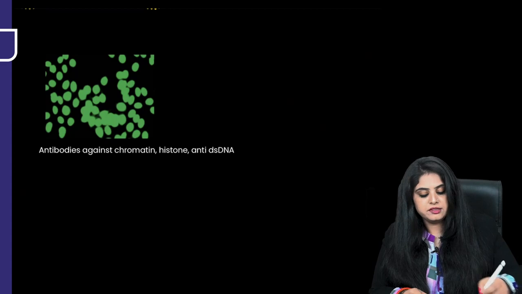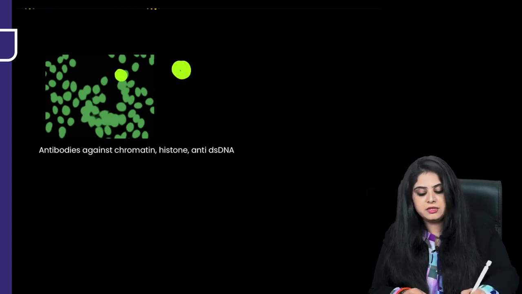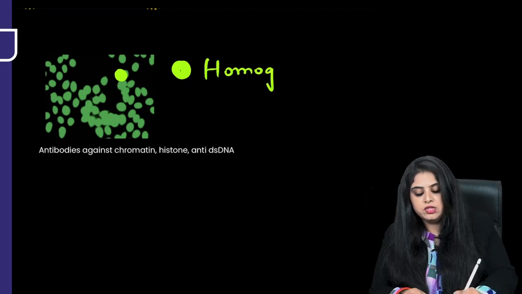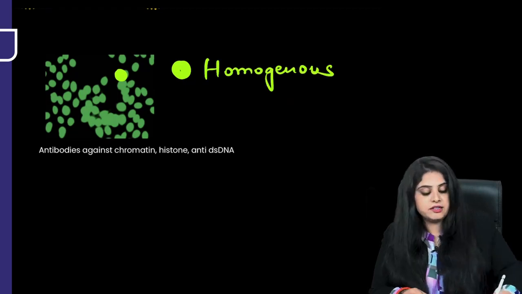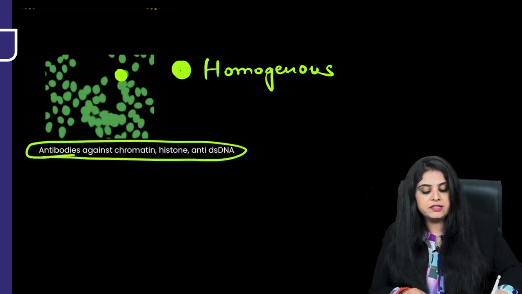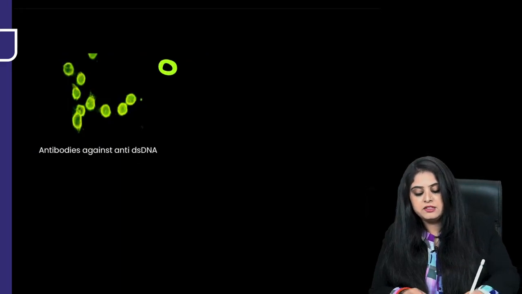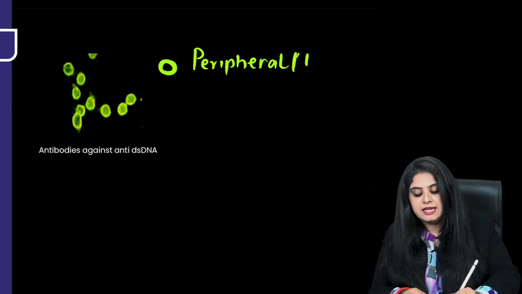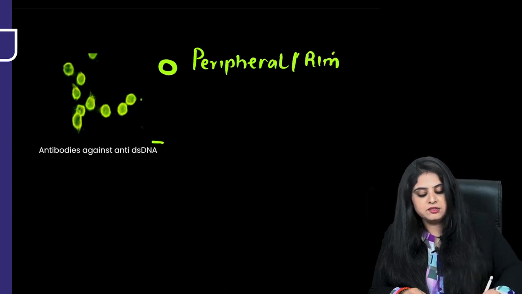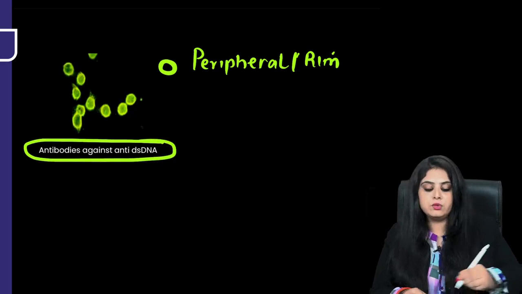Look here, guys, what is this? You will say the entire nucleus has become green. When everything has become green, this means this is the homogeneous pattern. This means antibodies are against everything. Antibodies are against chromatin, histone, double-stranded DNA, everything. The next one, only the periphery is going to be very, very green. So that is known as the peripheral or the rim pattern, and that is only and only for double-stranded DNA. Antibodies are against only that.